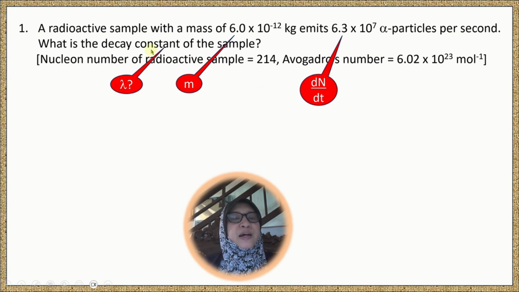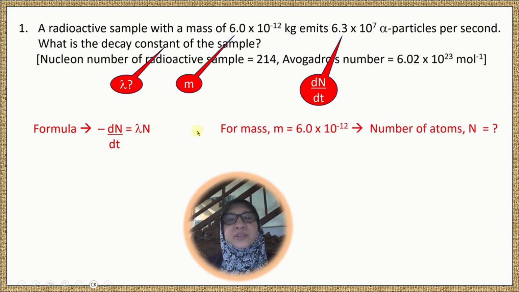Then we're going to find the decay constant. The symbol used is lambda. So the formula is negative dN by dt equals lambda N. N is the number of molecules. For the mass, 6.0 times 10 to the power of negative 12, the number of atoms N we don't know yet.